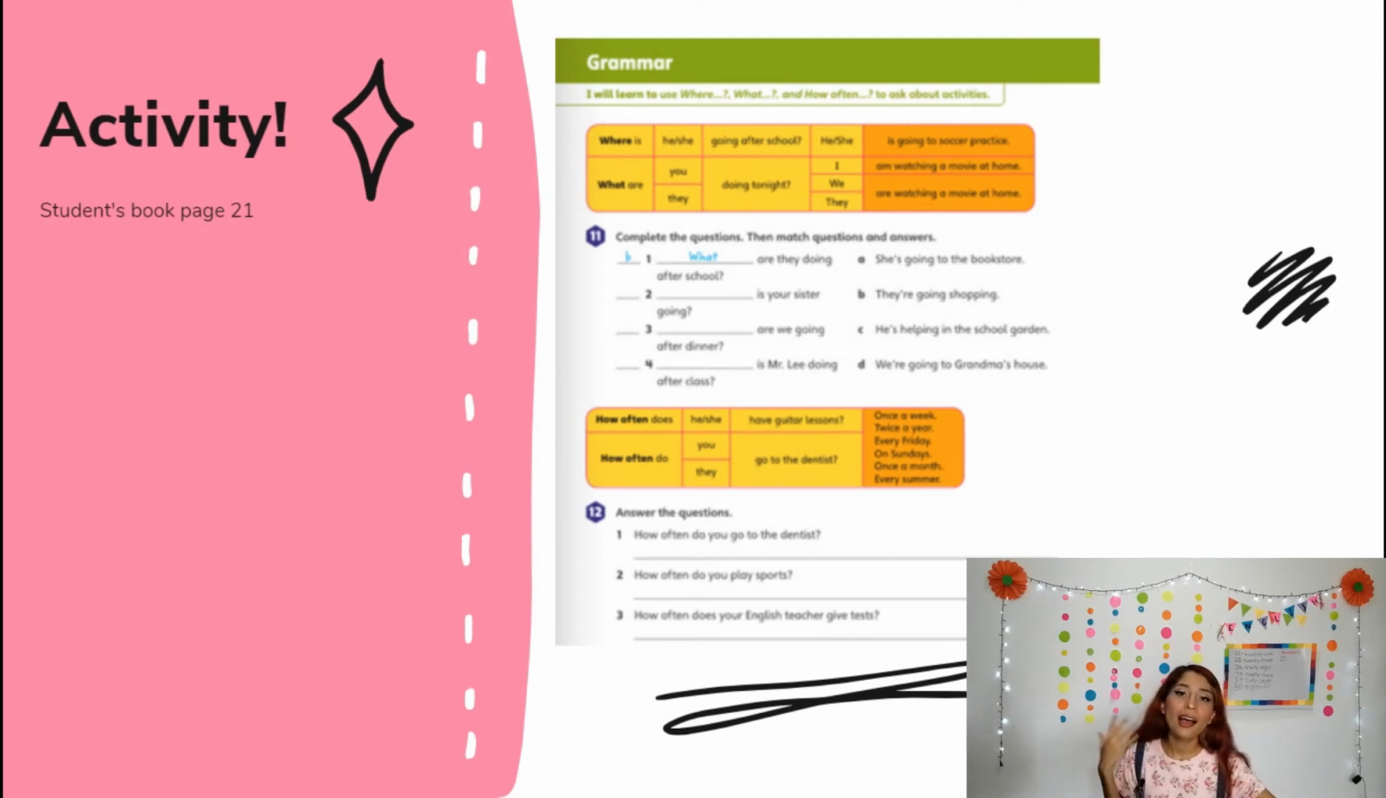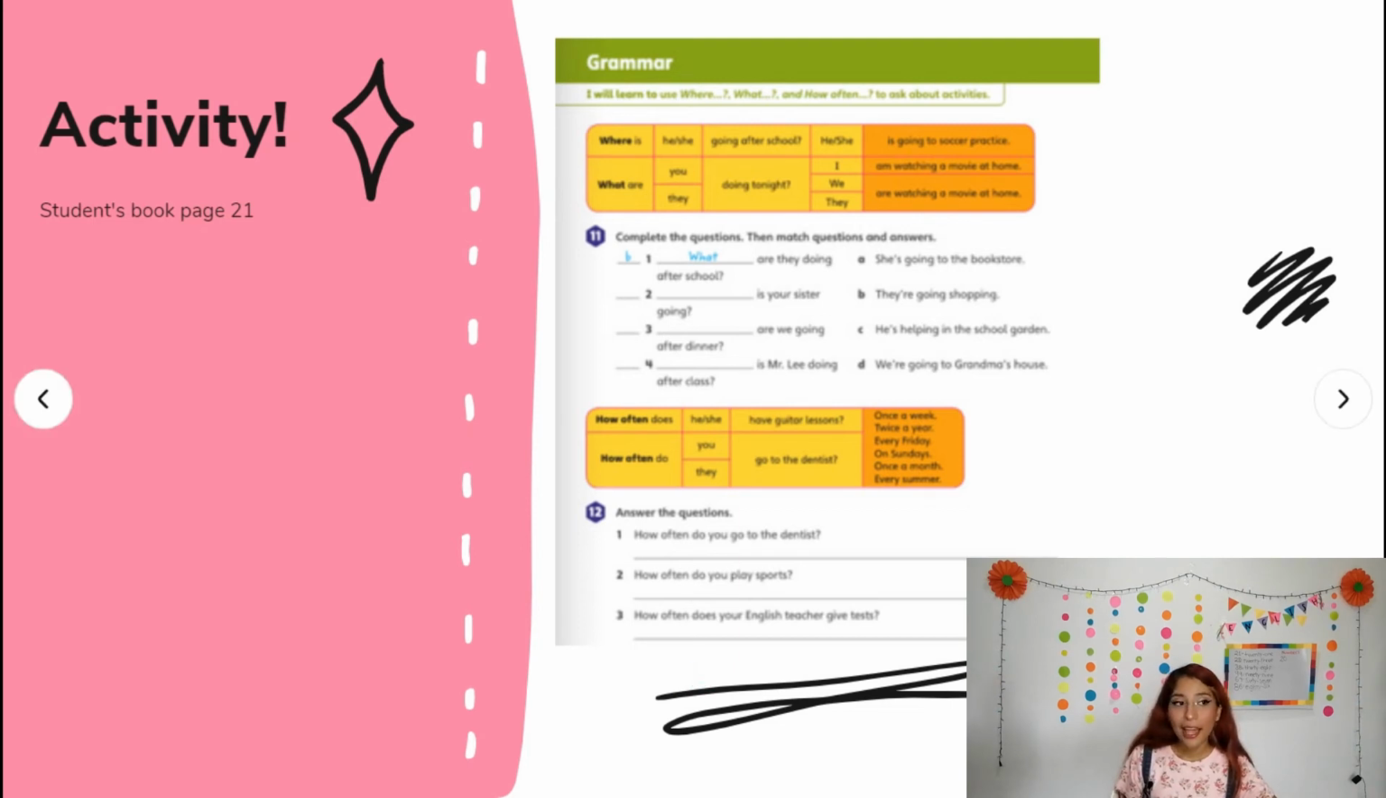You can answer with different answers. There you have some examples, but there exist some other answers that you can use. Number 2 says, how often do you play sports? I will say, I never play sports, or maybe I always play sports. Number 3, how often does your English teacher give tests?